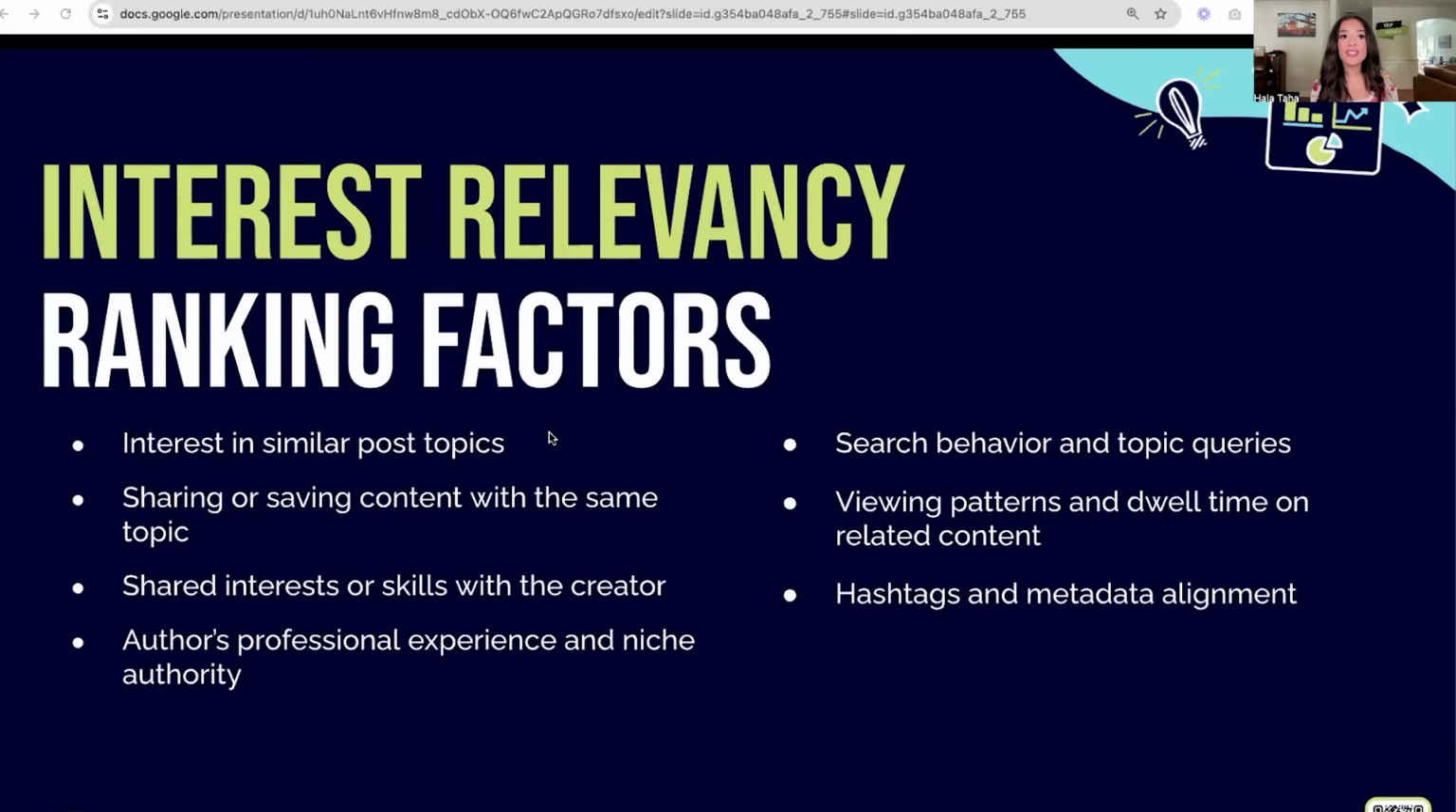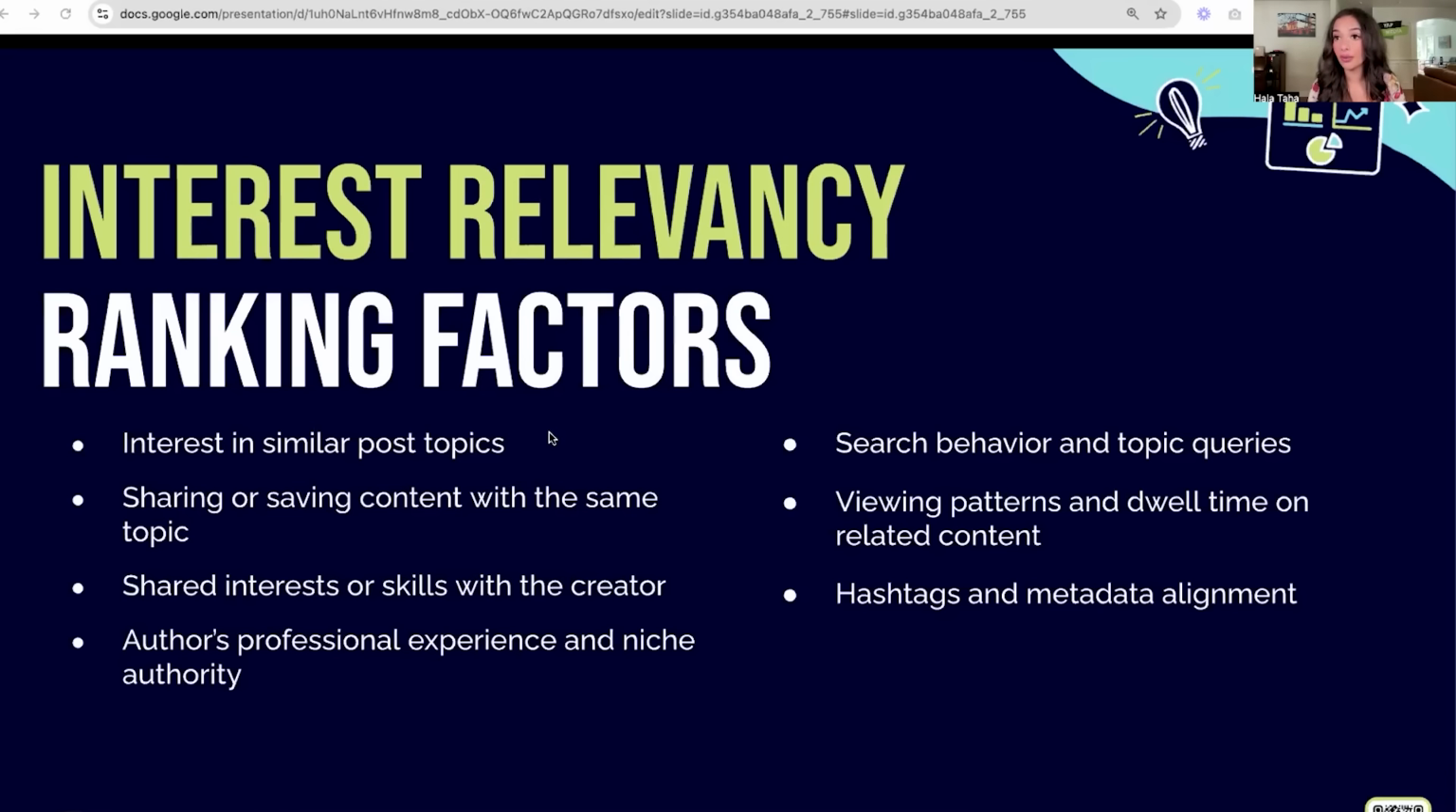Now, interest relevancy is the algorithm deciding that the user is interested in your content. So is the user interested in similar post content? Have they shared or saved content with those topics? Do they have shared interests or skills with the creator? Do they have keywords in their content that are similar to the keywords that you post in your content?